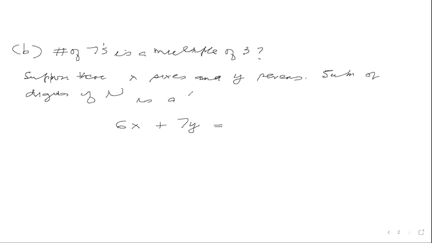Let me put it, n is a multiple of 3. Because n is a multiple of 3, the sum of the digits is this. So therefore, this is equal to 3 times something else. That's how you write a multiple of 3: 3 times something.